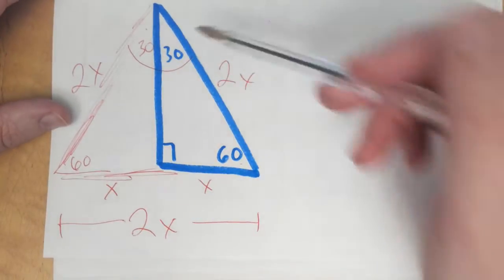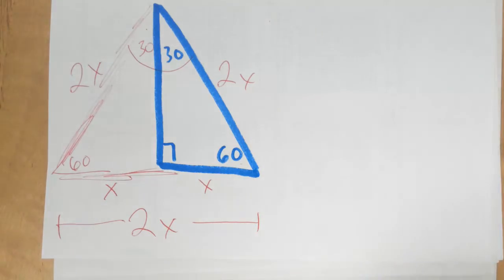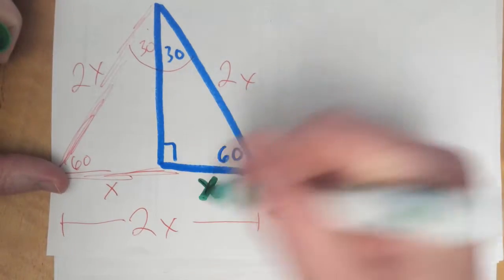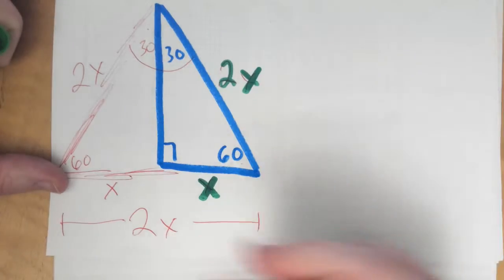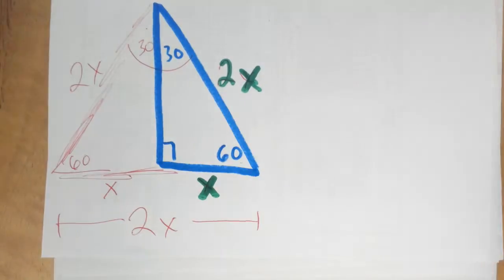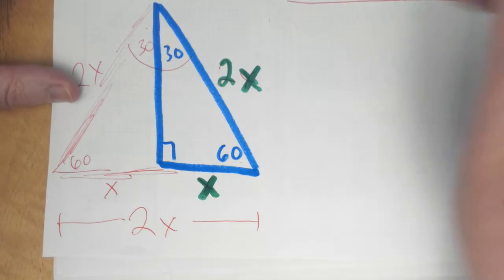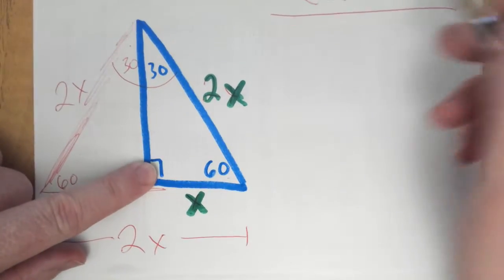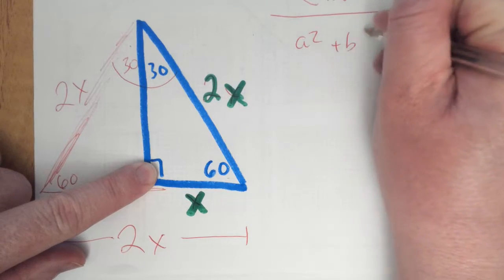So the question is, what is the third side? At this moment, we know for a fact that this is x and this is 2x. The question is, what is this third side? So Pythagorean theorem again. If you put your finger on the right angle, the two sides you're touching are a and b.